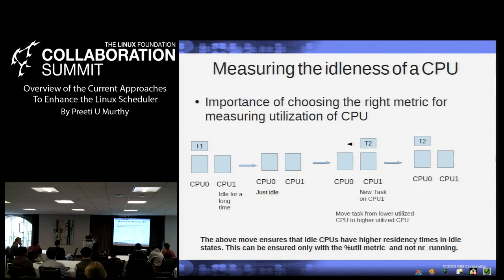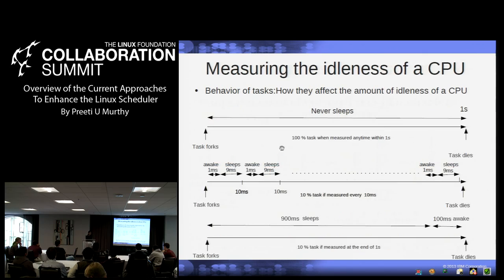So I hope I conveyed the message here, but anyway I will take up another example to tell you all why percentage utilization is a better metric to use. So before I move on to that part of the slide, I would like to bring in an important aspect of scheduling which is not there in the current scheduler today, that is the behavior of tasks.